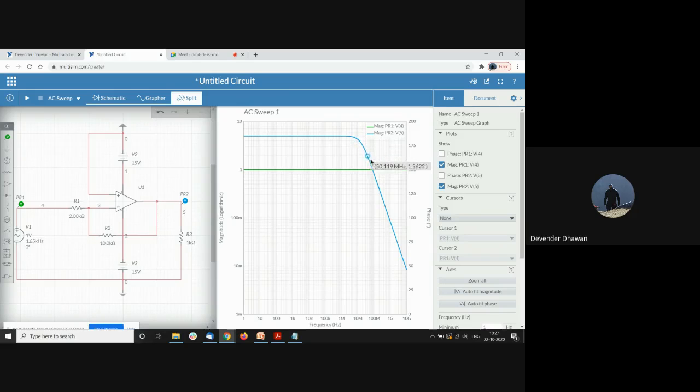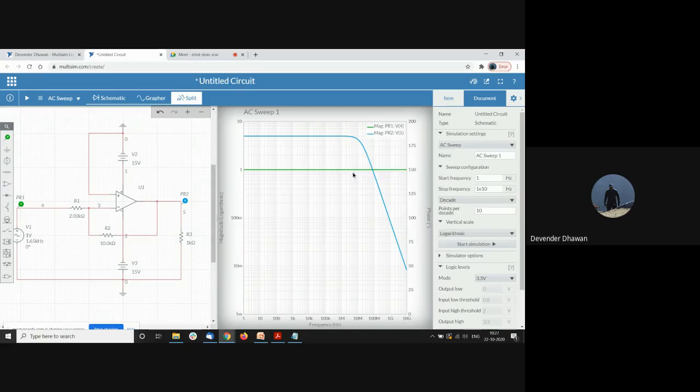And after this point, which is 80 megahertz, it will be less than my input. So that also we can check. So this is basically the bandwidth. The bandwidth is somewhere around here. So till 19 or 20 megahertz, this circuit will work properly. Otherwise, it will start decreasing.